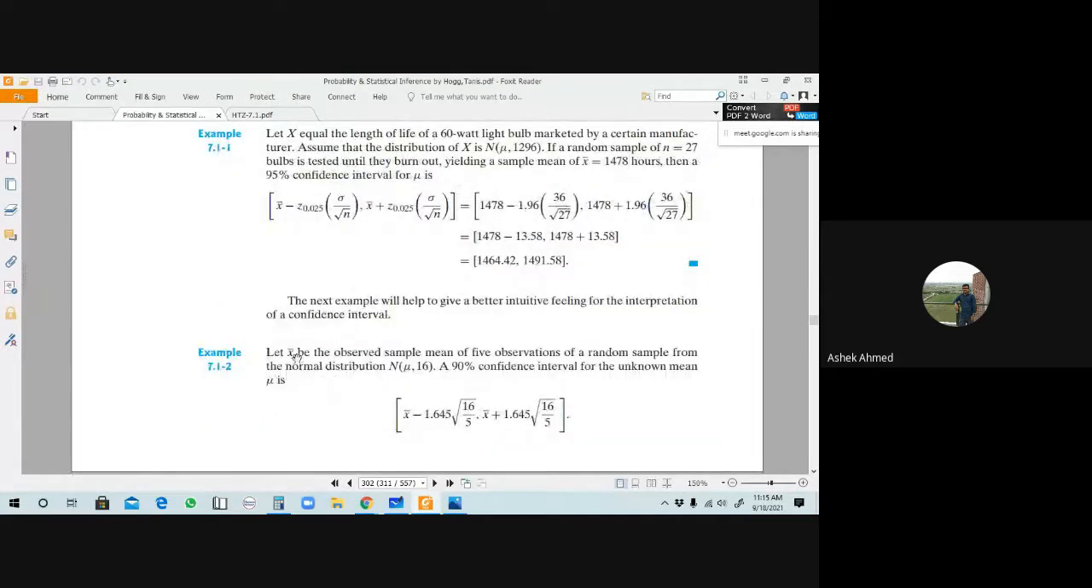So in the next example, x bar is the observed sample mean of the 5 observations, meaning n is 5, of a random sample from a normal distribution N of mu comma sigma square, where sigma square is 16, so sigma is 4. A 90% confidence interval for the unknown mean mu will be this result. But in this problem there is no value of x bar, the interval is given directly.